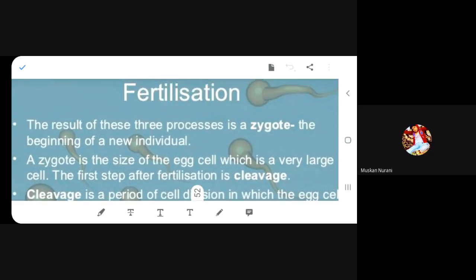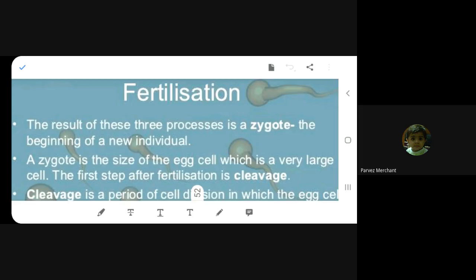Okay. Now, can I? Yes. What? Fertilization. The result of these three processes is a zygote, beta, the beginning of a new individual. Mohammed, it is not this. It is these.